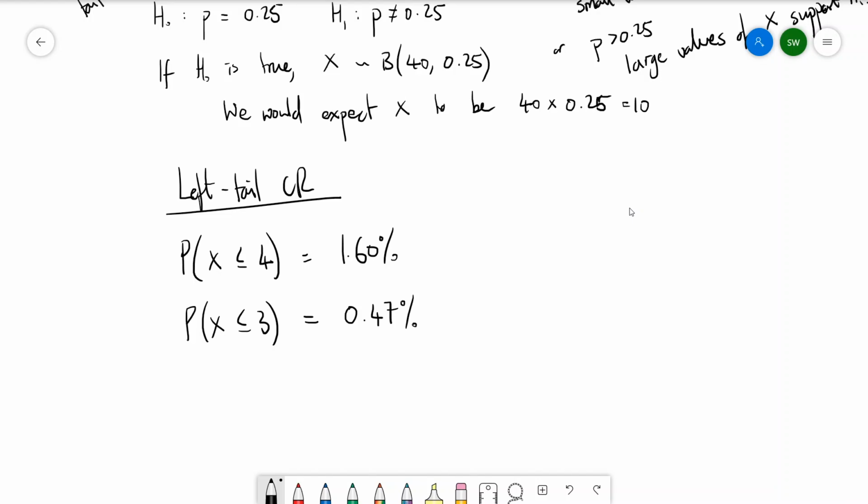So normally we would have to say that the critical region is x is less than or equal to 3 because we can't have a probability greater than 1% in each tail. But in this case, we've got to get as close to 1% as possible. Well, this is 0.6% away, and this is 0.53 away. So this is closest to 1%. So our critical region on the left-hand side is x is less than or equal to 3. So what that means is that if we have 3 or fewer successes, then we would reject H0 and say that the probability is not equal to 0.25.